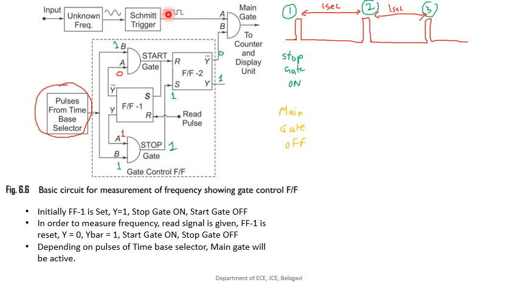Now these pulses will be able to pass through this main gate only if your B input becomes 1. But at instance 1, my B is 0.